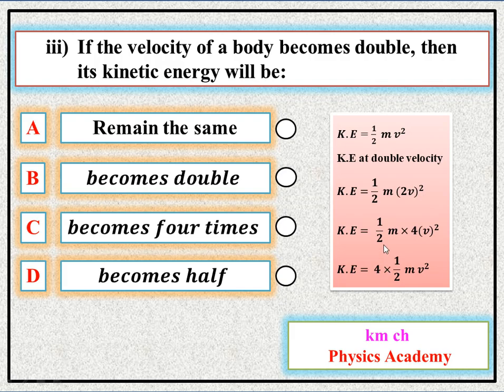4 into 1 over 2 m v square. 1 over 2 m v square is kinetic energy at velocity v. Therefore kinetic energy at double velocity is equal to 4 times the kinetic energy at velocity v. So our option C is correct, becomes 4 times. We will fill the circle in front of C with black ink.